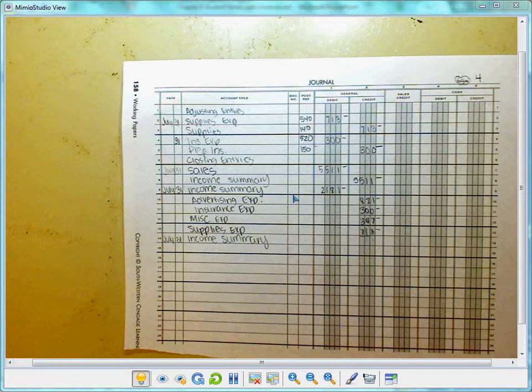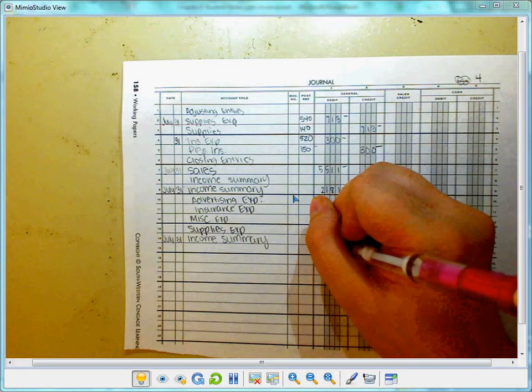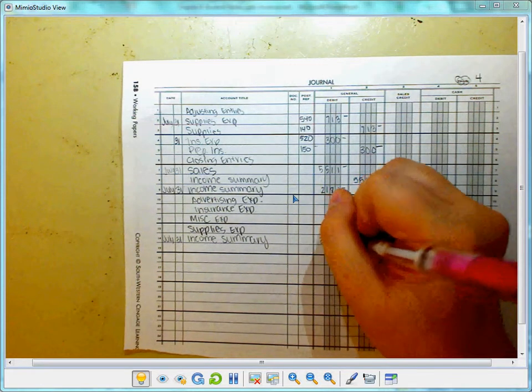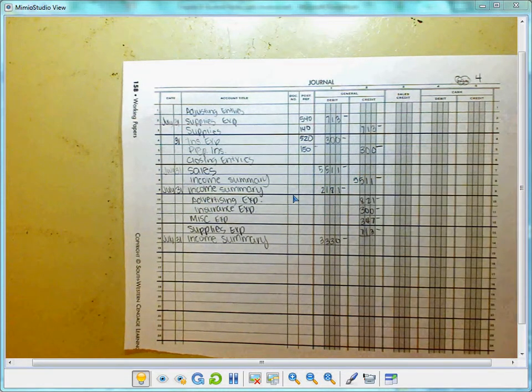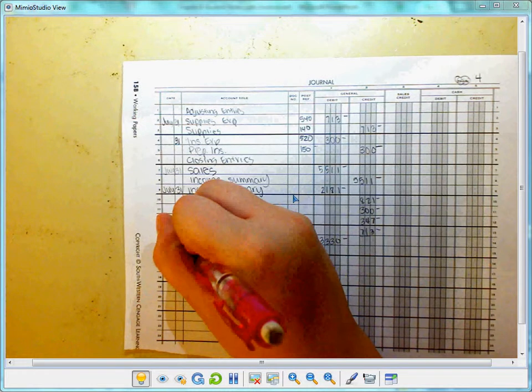Income summary. The debit is $3,330. Okay, we close this into capital, so on the next line, Darlene Wong, capital.